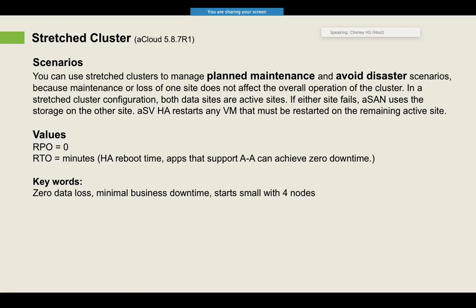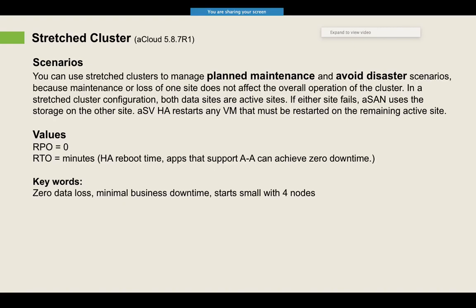And the value of stretched cluster, because it is active data center, and there is shared storage between these two sites. The storage is a logical storage pool, and it provides shared storage for both sides. So when one site fails, the other side will still have the copy of the failed site's VM's data. That means even if one site fails, the data will not be lost. The RPO will be 0.